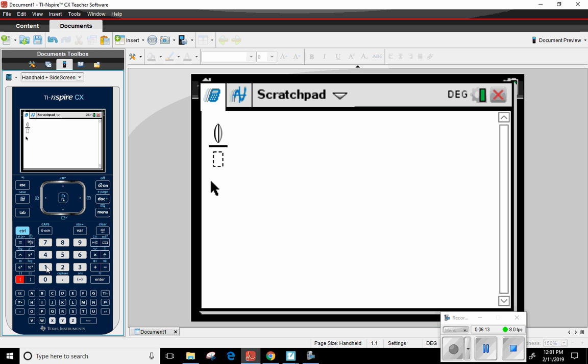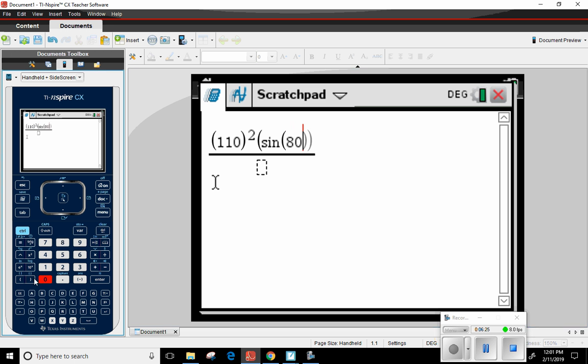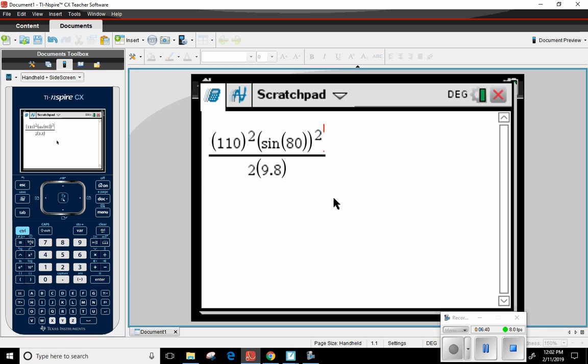So I'm going to say parentheses 110 squared. Now for sine squared, I'm going to go ahead and put in sine of 80. You'll notice I'm in degrees, so that's exactly what we want. So I'm going to hit sine of 80, but then I'm going to go out and square that. So that's equivalent to sine squared of 80. Is everybody okay with that? Divided by, we wanted to double the acceleration due to gravity, 9.8. So what should I be getting as soon as I push enter?